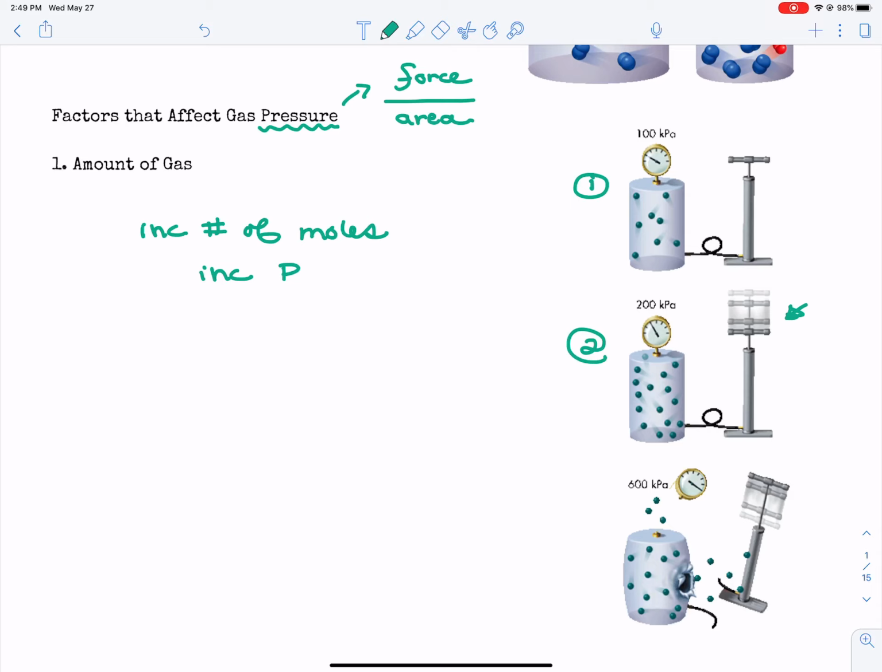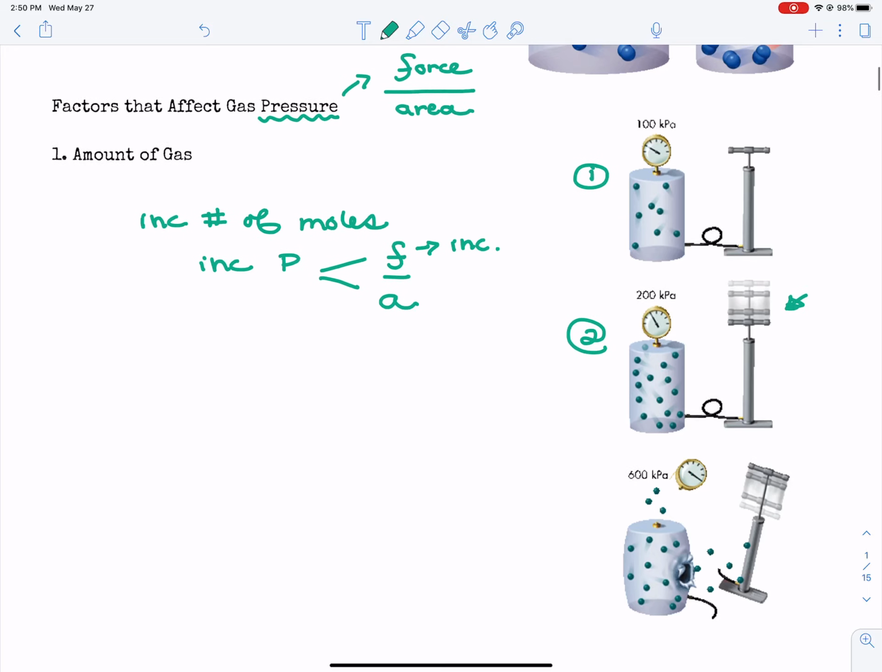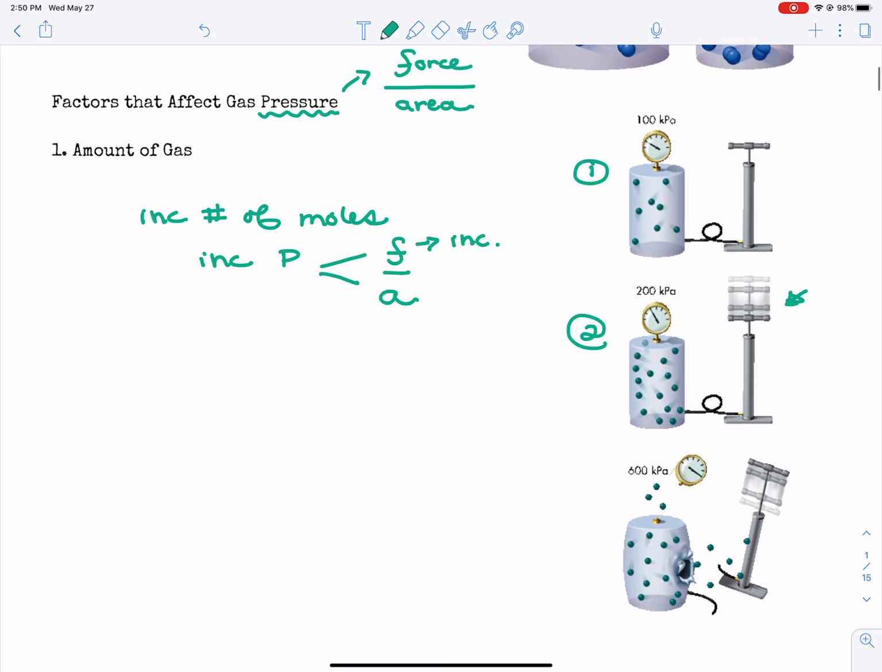Whenever I ask that, I think about what I am changing. Am I changing the force or am I changing the area? What I'm changing is I'm increasing the force of those collisions because there's more molecules. Those molecules are colliding with the walls of the container more frequently and increasing the pressure. So the force of the collisions is more.